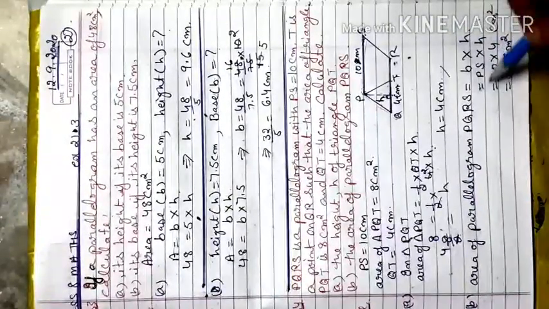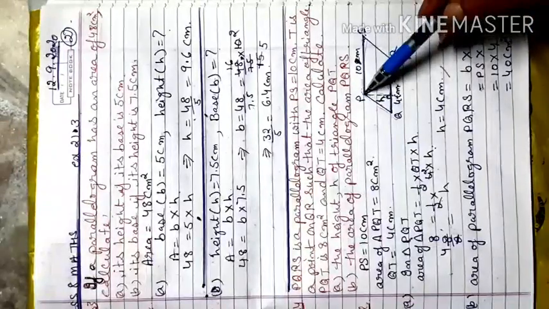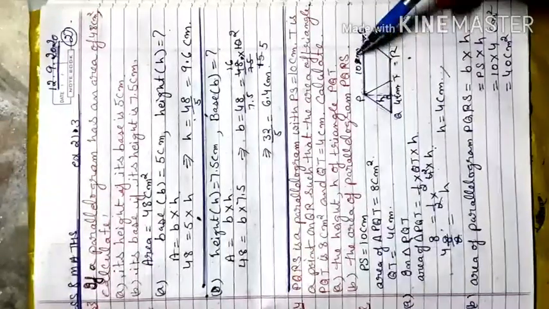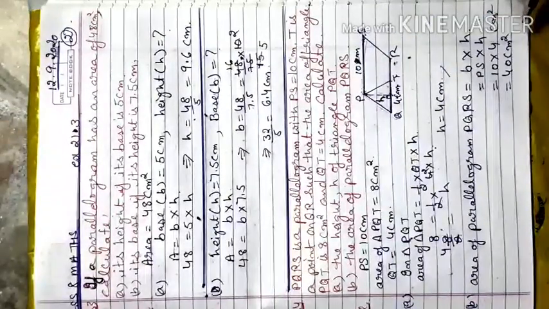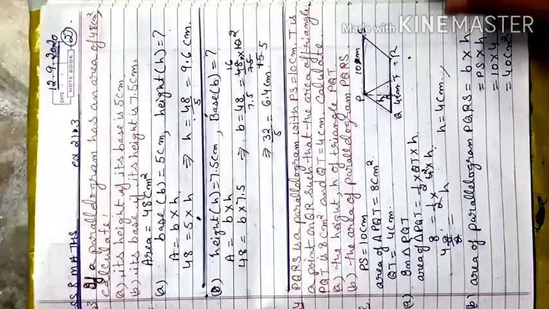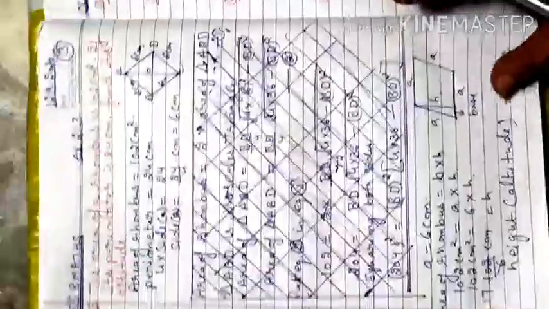Now you have to find the area of parallelogram. After getting the height, you have the base there. Base into height is the area of parallelogram, so 10 into 4 is 40 centimeter square. Now your fifth question is here.